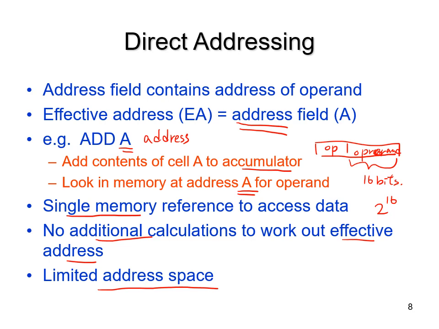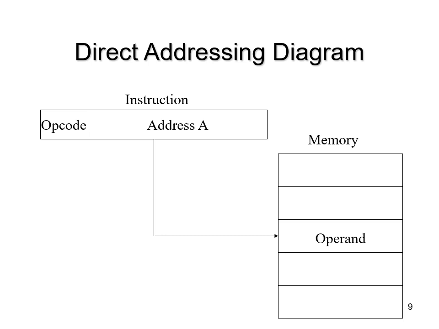On the next page, we show you the diagram of the direct addressing. You can see that in the instruction we have the address, and when the instruction is executed, this address will be used to fetch the data from the memory. Therefore, we say that we have a single memory fetch in this instruction.